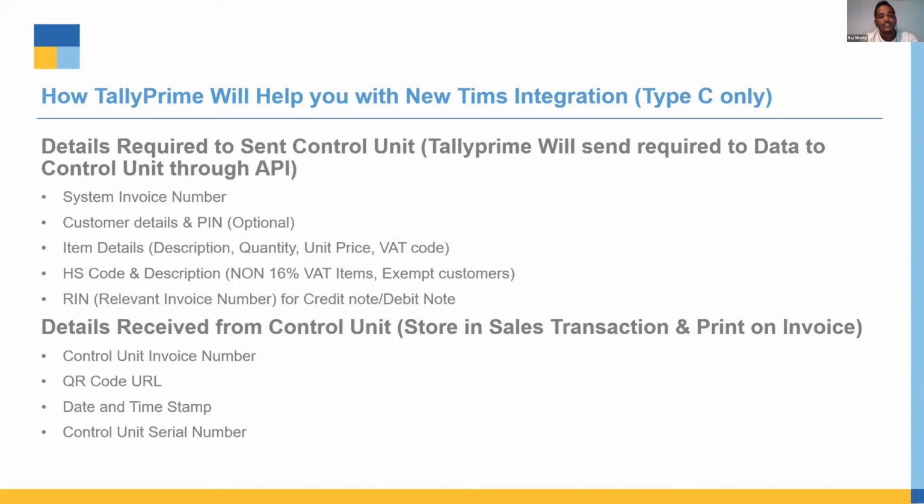Once you send this information to the control unit, which we can call the new KRA TIMS machines, that machine will generate the control unit invoice number, QR code, date stamp, and serial number. We will store that back in Tally Prime so that it can be printed on any type of invoice. Maybe you have a customized invoice or different invoice formats; you can print it on those. This is exactly what we are doing in Tally Prime, how we are assisting with the KRA and TIMS integration. Okay, can you move to the next slide?